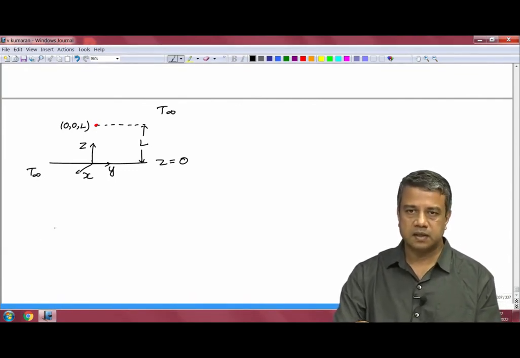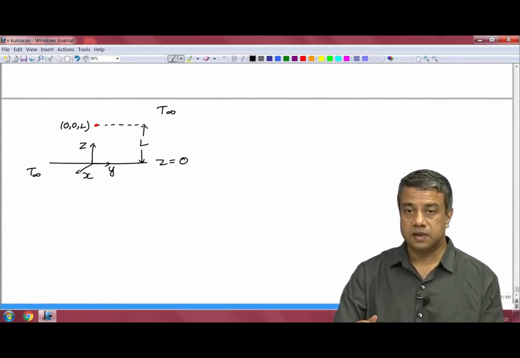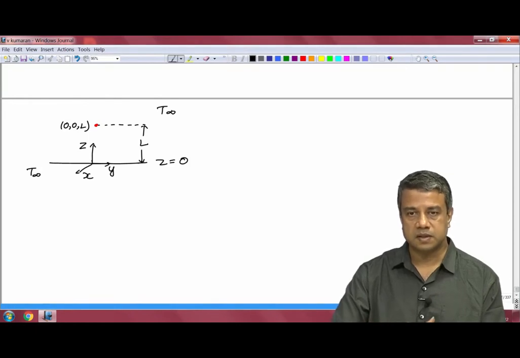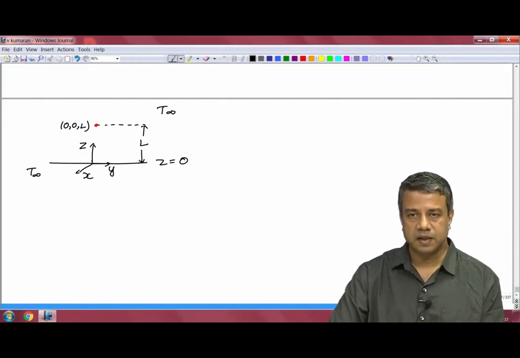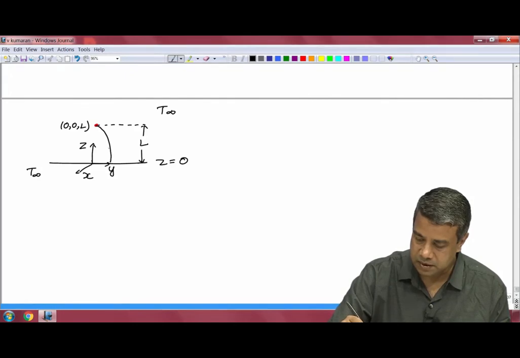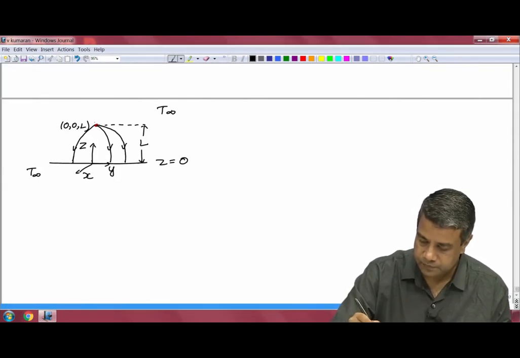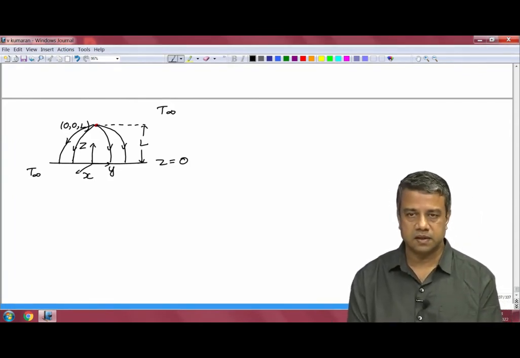If it is a perfectly conducting plane, there is no temperature variation along the plane. Therefore, there is no flux along the plane. The component of the flux along the plane has to be 0 for a perfectly conducting plane, because there is no temperature variation, and when there is no temperature variation there will be no flux. That means that the flux lines have to be perpendicular to the surface at the plane.